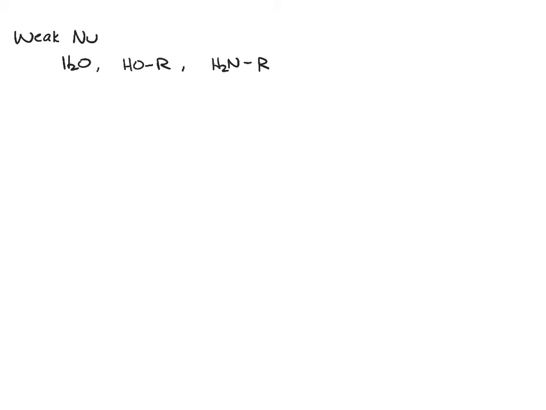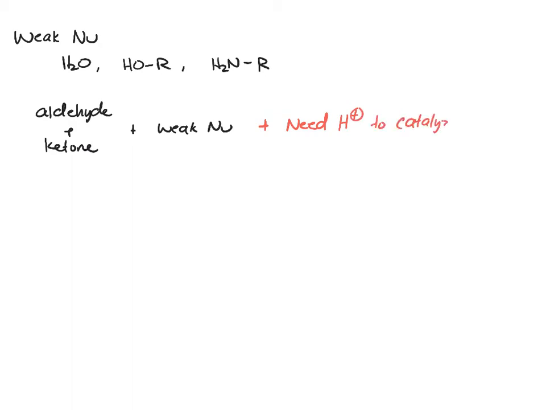So if you have an aldehyde or ketone plus a weak nucleophile, eventually these weak nucleophiles will react with that. But every example we did, we added acid to catalyze the reaction. So let's just say to make it happen at a fast rate, you need acid to catalyze the reaction.